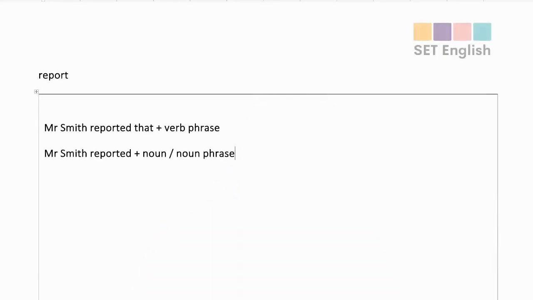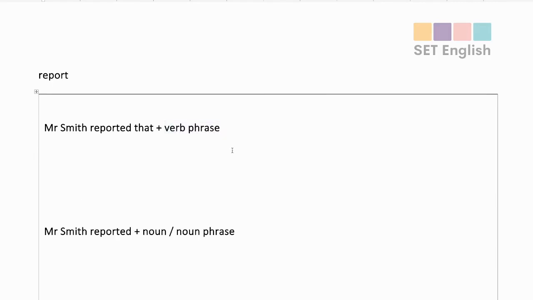So Mr. Smith reported that. We've got to follow that with some kind of speech. So what happened? Well, on the 4th of July, this is what happened. Mr. Smith said, I have had stomach pain for a week.